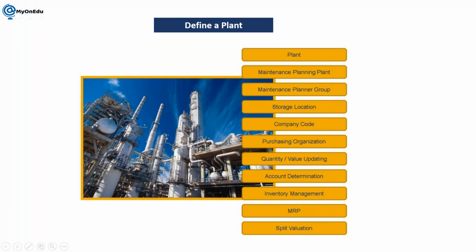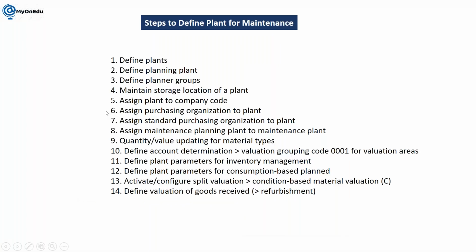In the next step, we'll see all the steps which have to be followed to configure the complete requirement of the plant. First of all, we need to define the plant. Then we need to define the planning plant and the planner group. We need to maintain the storage location of a plant, where all your logistics requirements need to be taken care of. Then assign plant to company code, assign purchasing organization to plant, assign standard purchasing organization to plant, and assign maintenance planning plant to maintenance plant. Then we need to define the quantity value update for material types.